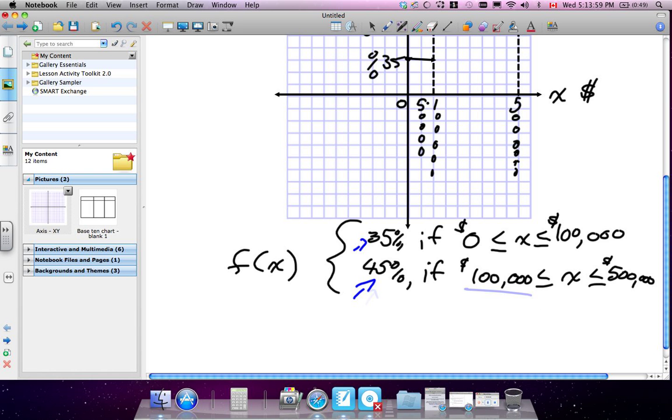The first one? The first one. So then how would I write this function here? Less than. That's it. I get rid of the equals then. Okay? So it's only if x is greater than 100,000 and less than or equal to 500,000.